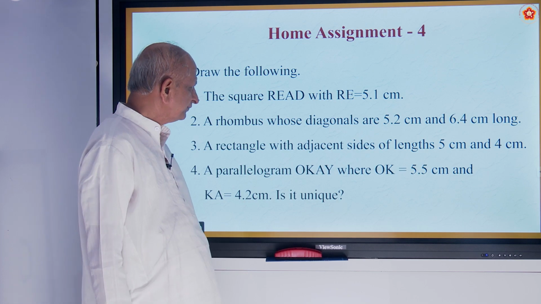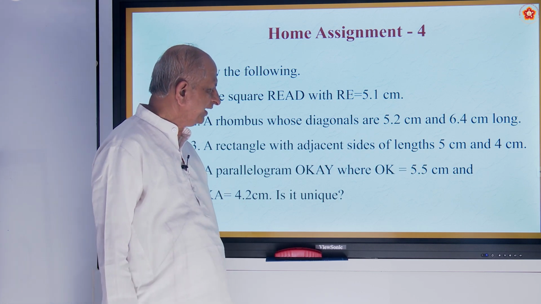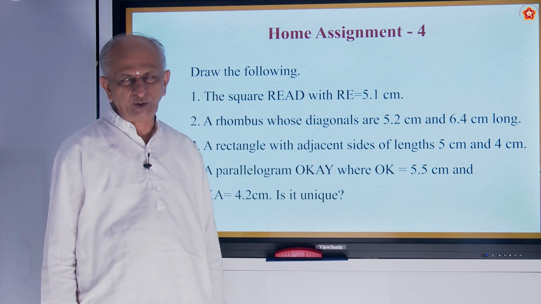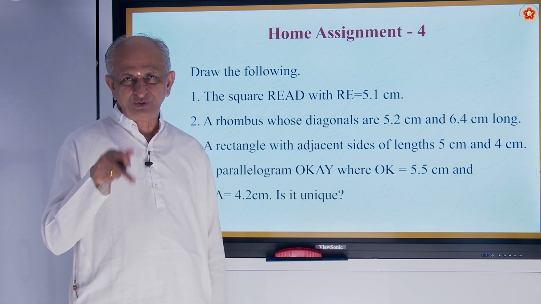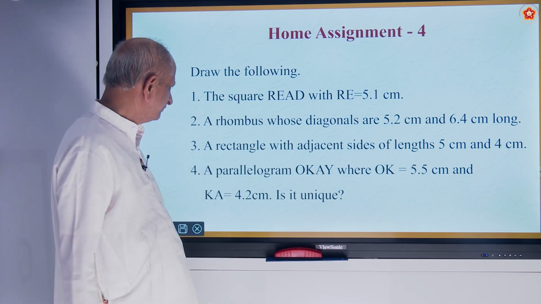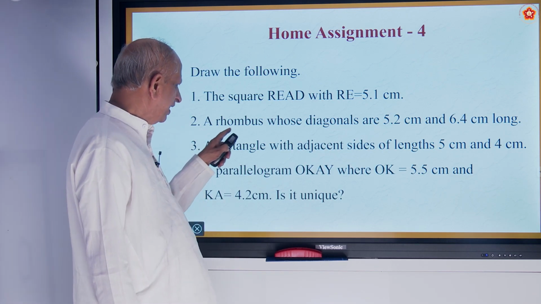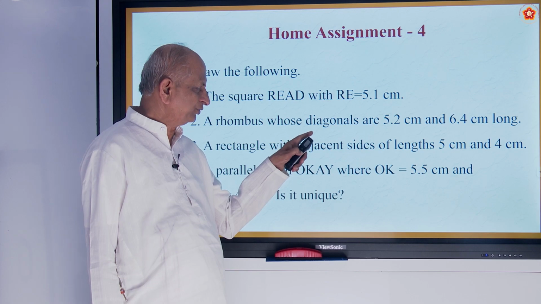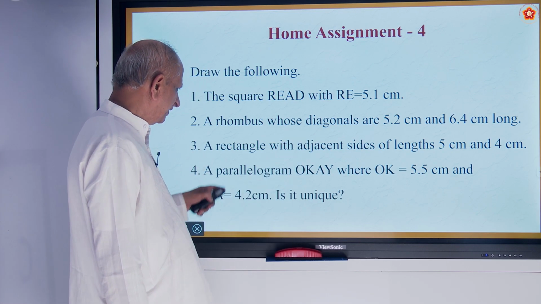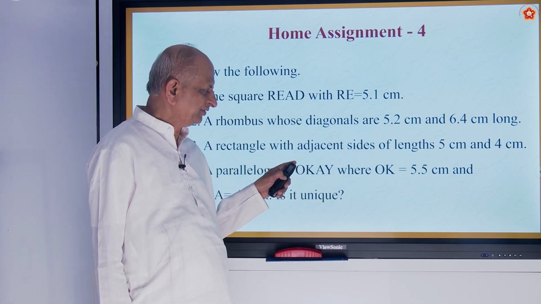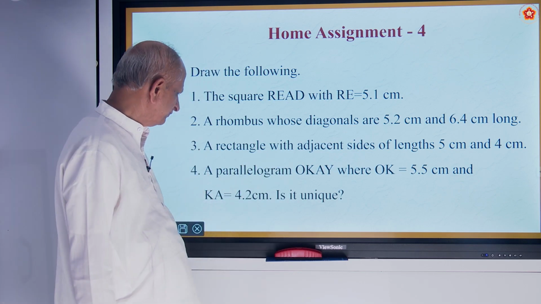First question. Draw the following. The square READ with RE equal to 5.1. Only one side is given, because you know in a square all sides are equal. Second question. A rhombus whose diagonals are 5.2 and 6.4 centimeters long. Third question. A rectangle with adjacent sides of length 5 and 4 centimeters.